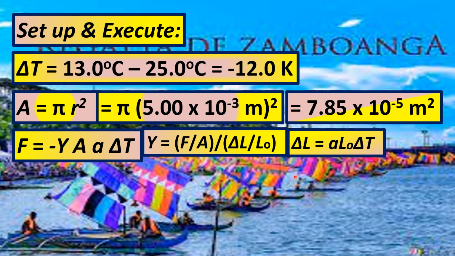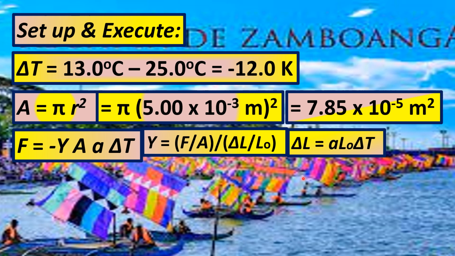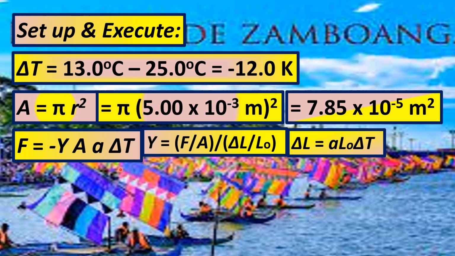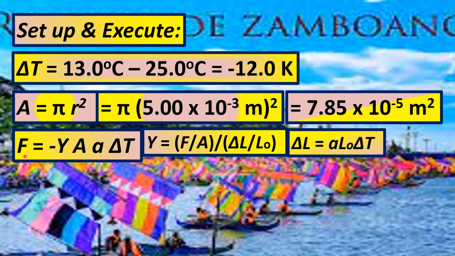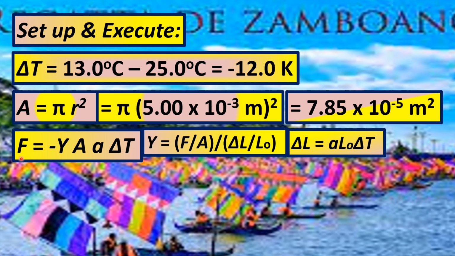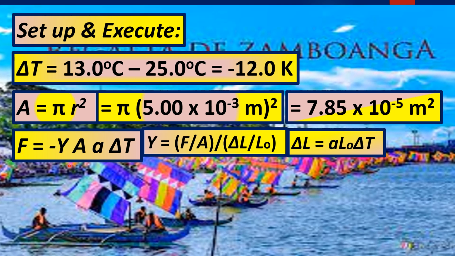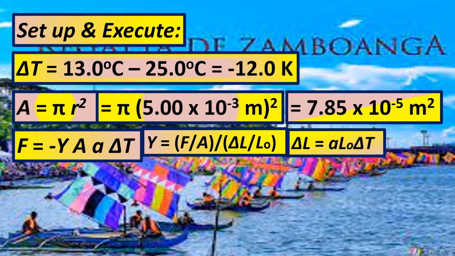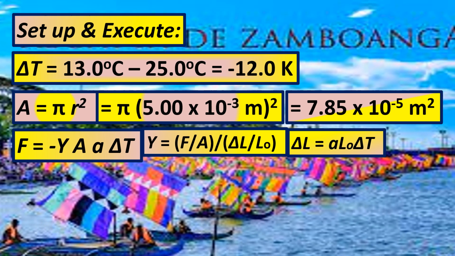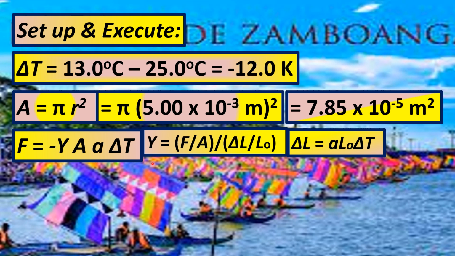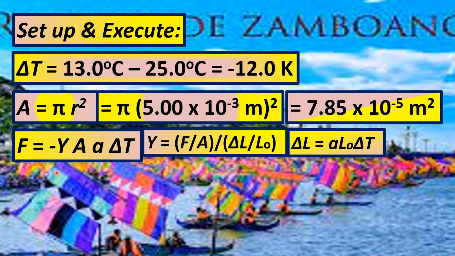In order to prevent such contraction or decrease in the length L naught, there is a need for the application of this force F. The force capital F must be equal in magnitude but opposite in direction to the force associated to the thermal contraction of the material.